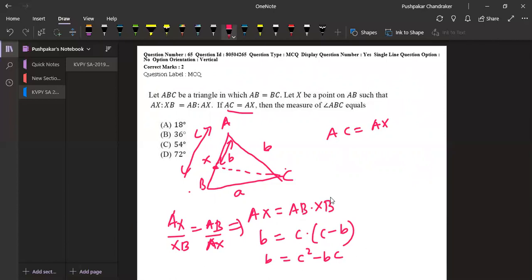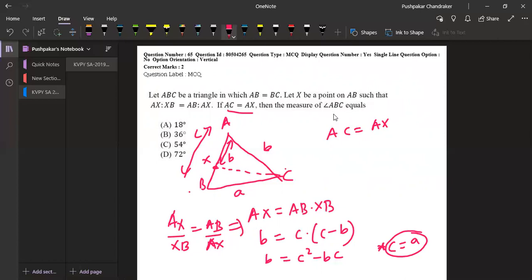And they are given AB equals AC also. AB, what is AB? ABC. They are given one more thing, that is c equals BC, that is a. Fine. So we got a relation, and they're asking for angle ABC.